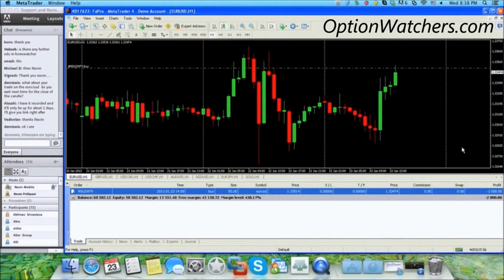So again, if it wants to break through, it needs to break through strong. If it cannot break through strong, it's not going anywhere. It's coming back down.